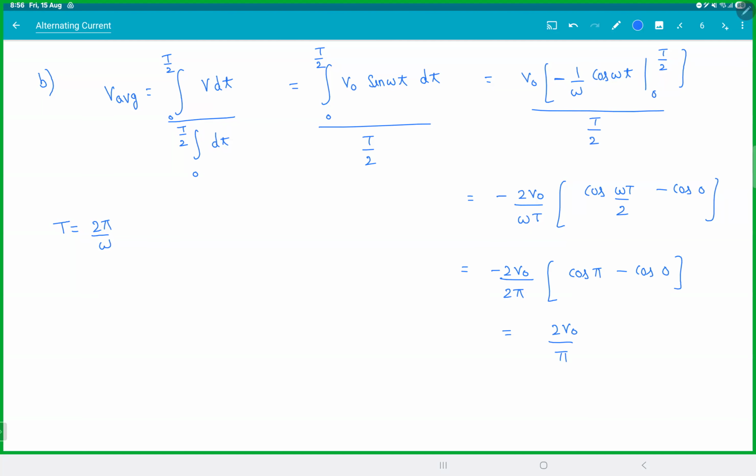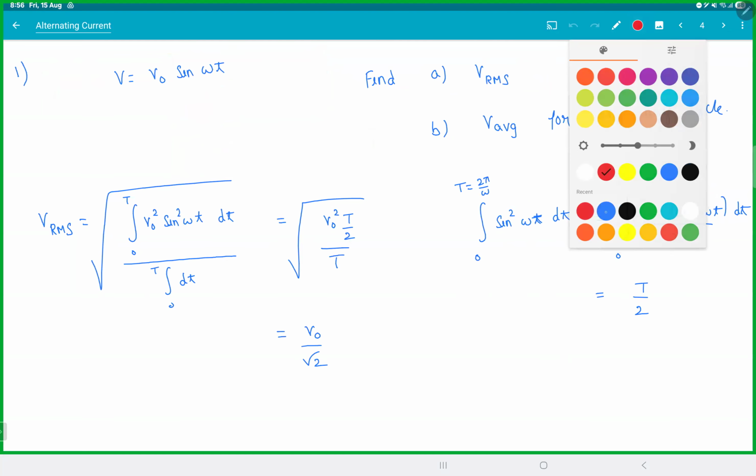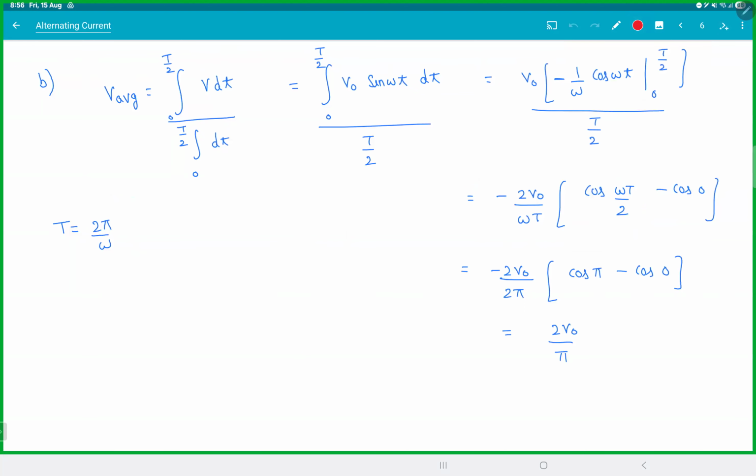But there is a problem. The word here is for any half cycle. That means, suppose you take the first half of the cycle, that is from 0 to T by 2, the average would be 2 V naught by pi.